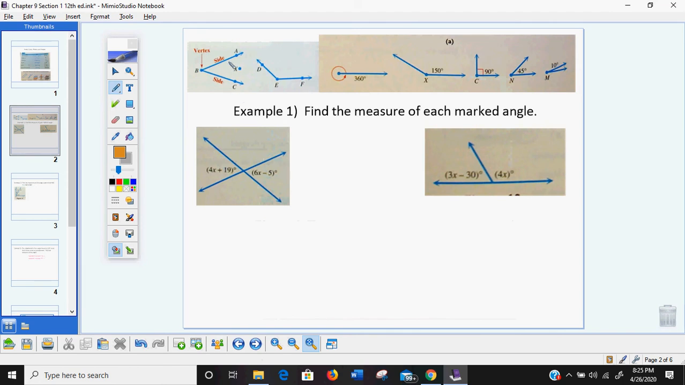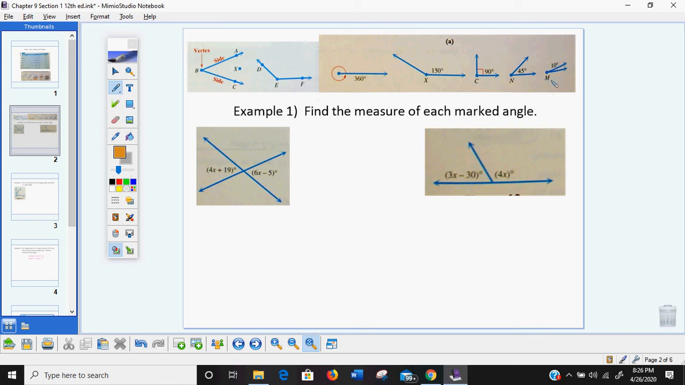Let's talk about angles. In this angle, the vertex is the one in the middle. This can be called ABC, it can be called CBA, or it can just be called angle B. The next one can be called DEF, FED, or it can just be angle E. There's three ways to list those.